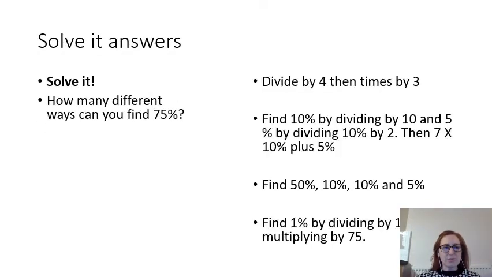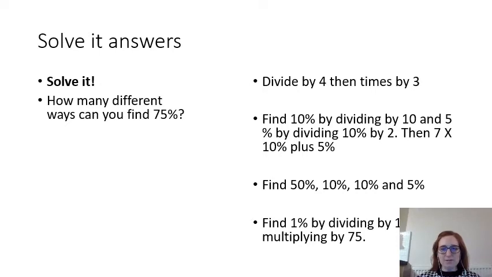And Friday, solve it. How many different ways can you find 75%? 75% is the same as 3/4, so you can divide by 4, then multiply by 3. Or you could find 10% by dividing by 10, and then find 5% by dividing 10% by 2. Then you need to do 7 lots of 10% and a 5%.